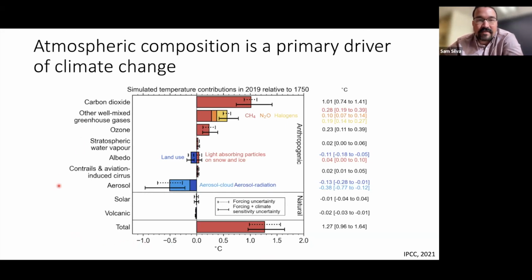And on the y-axis, you see various climate forcing agents. Carbon dioxide is on the top, well-mixed greenhouse gases is below, ozone, water vapor, albedo, aerosol, and so on. And they're split by natural and anthropogenic sources. And the real key take-home point here is that nearly all of these factors, these forcing agents on the y-axis, are tied in some way to the chemical composition of the atmosphere.